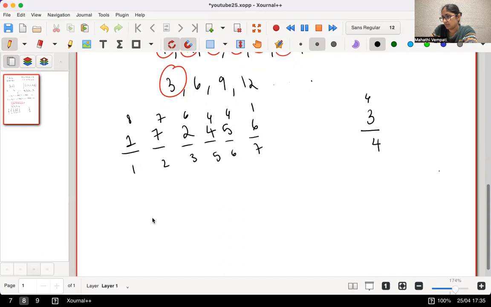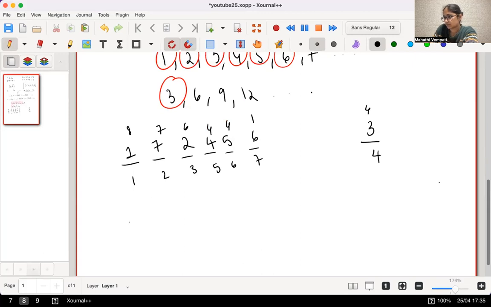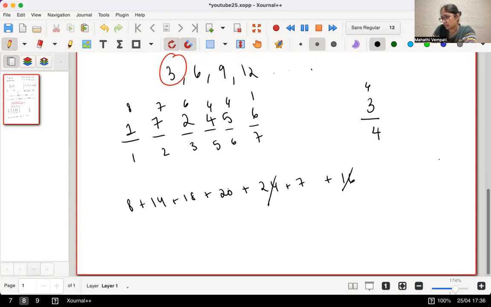Right. So the total time I should be worried about is 8 plus 14 plus 18 plus 20 plus 24 plus 7 plus 16. 40, 60, 75, 85, 95, 93, 103, 107. It's the minimum cost.